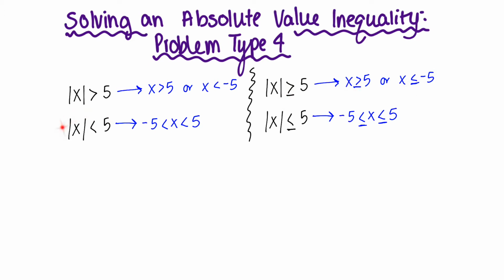If you have a less than sign, so an absolute value is less than a number, that's when you sandwich that number between the negative of that number, so negative 5, and the number positive. And regardless of what you have in the center here, you do the same thing. So if there's more than an x, you're still going to sandwich whatever is in the middle right in there. So let's take this idea and go a little bit further with it, further than problem type 3 took it.